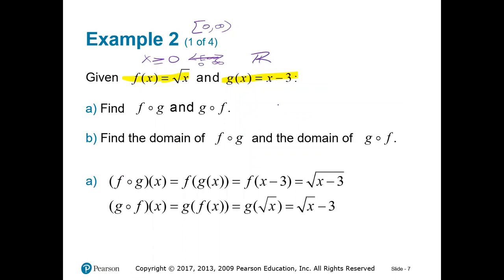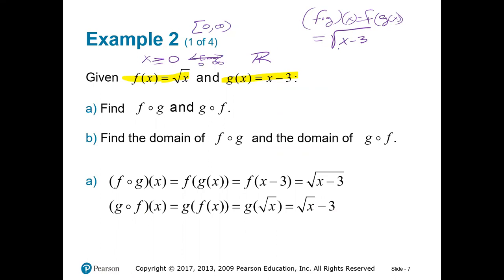So if I take the f of g of x, then everywhere I see x in that f function, I'm going to plug in the g of x function. So my f is the square root of x, and in the place of x, I'm going to put in x minus 3. And that's all I can do. There's nothing else to condense it down, put it together, or anything. So that is my answer there.